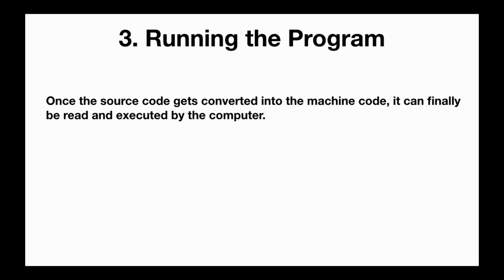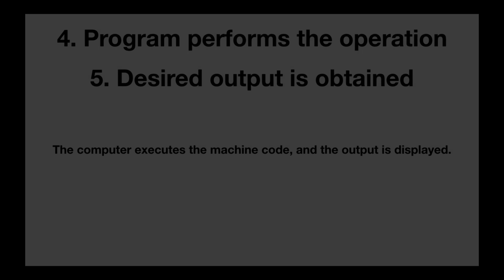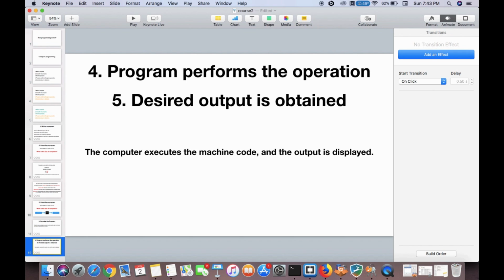Once the source code gets converted into machine code, it can finally be read and interpreted by the computer, and then the process continues. The functionality mentioned in the program will get executed by the computer. And then the fourth and fifth steps, as I've told you, are the steps where we get the fruitful results for the program that we have written. The computer just executes the machine code and the output is displayed. That's it.